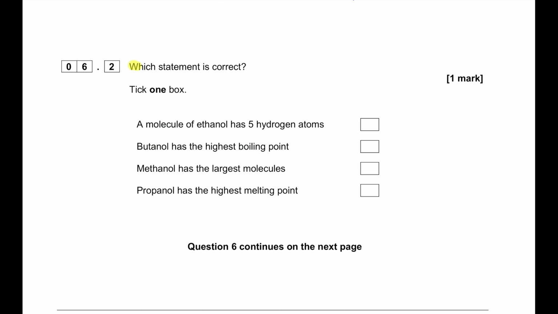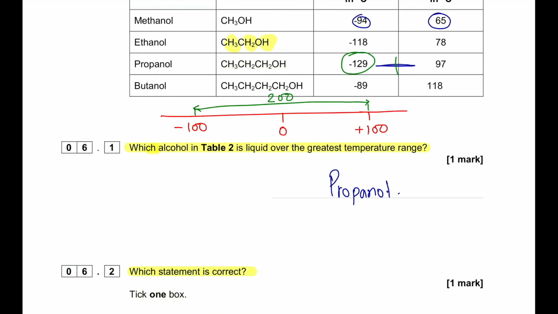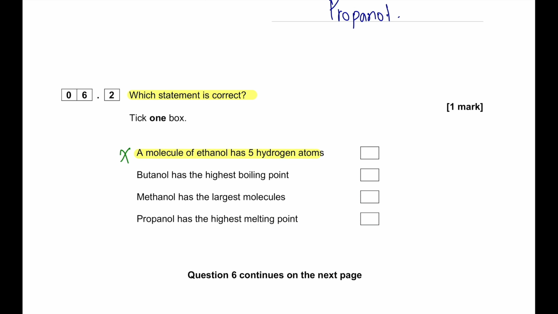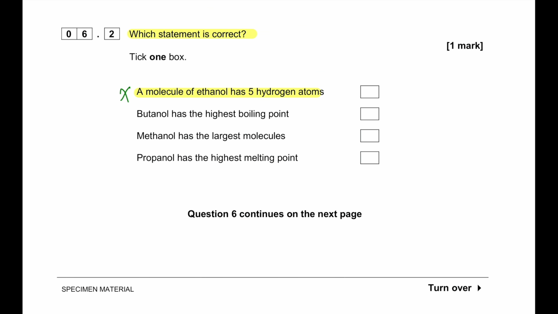Which statement is correct? A molecule of ethanol has 5 hydrogen atoms. So let's see, a molecule of ethanol, total of 6 hydrogen. 3, 2, 1. So 6 hydrogen atoms. This is not correct. Butanol has the highest boiling point. So we can see butanol, yes, it does have the highest boiling point. It has 118 degrees Celsius as a boiling point. So butanol has the highest boiling point.